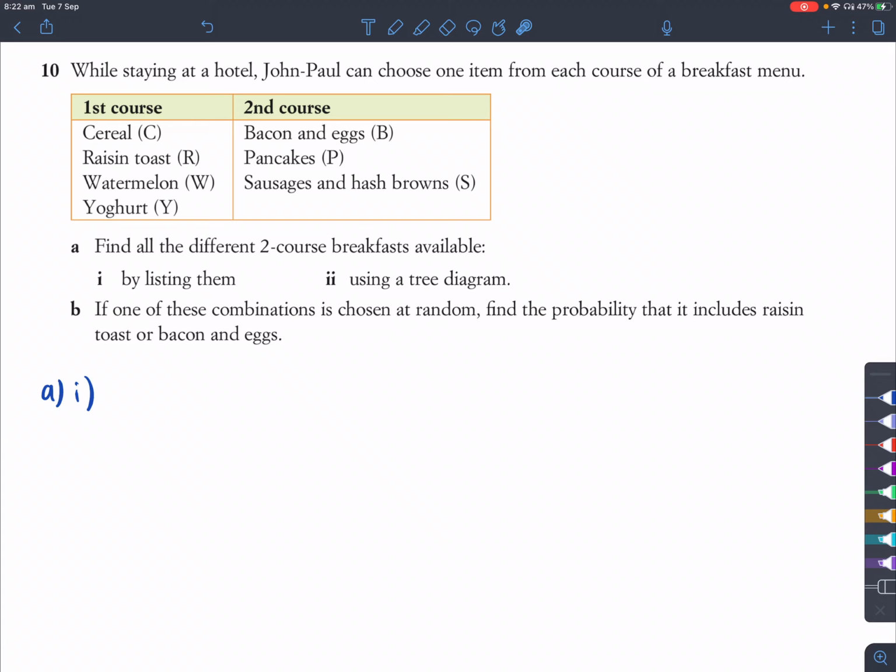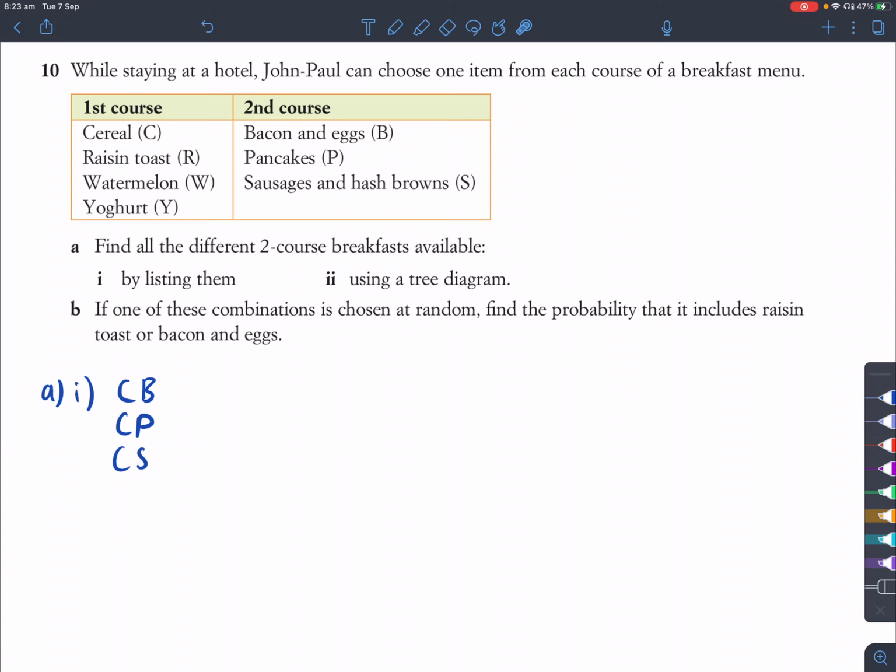is by selecting the first option for the first course, and then followed up by each of the items in the second course. So pair up the cereal with the bacon, eggs, pancakes, sausages, and hash browns, but use the letters at the ends, and also C for cereal. So we say C first. We'll pair up C with B, then we'll pair up C with P, then C with S.